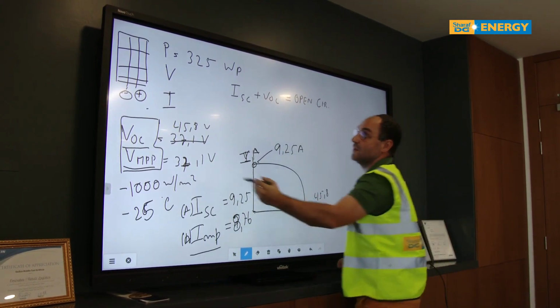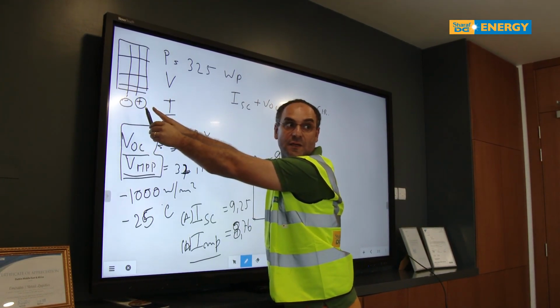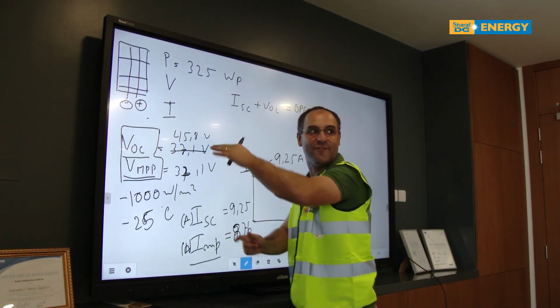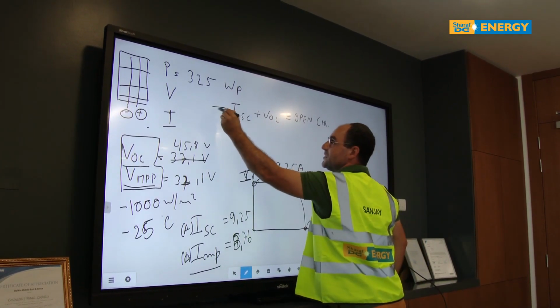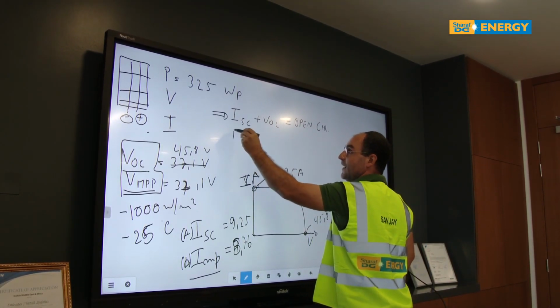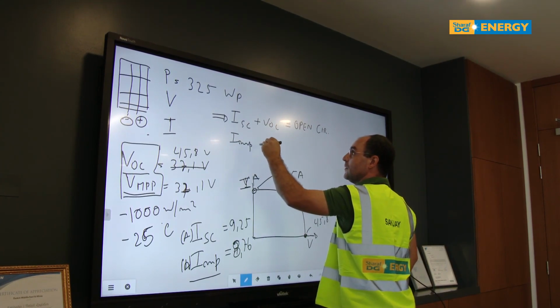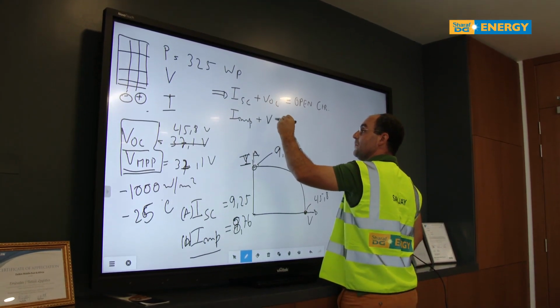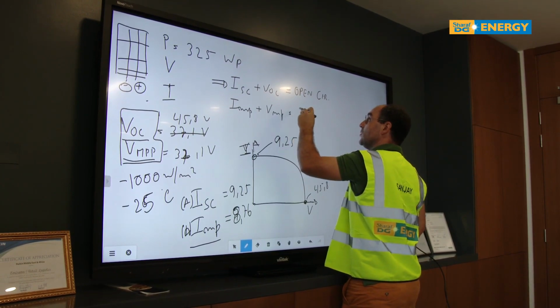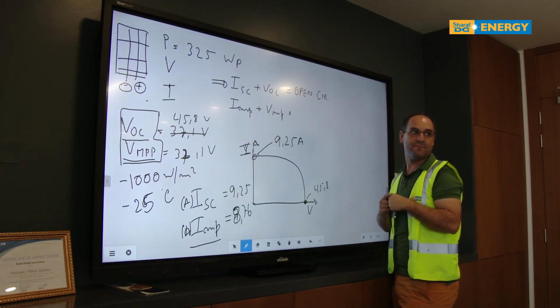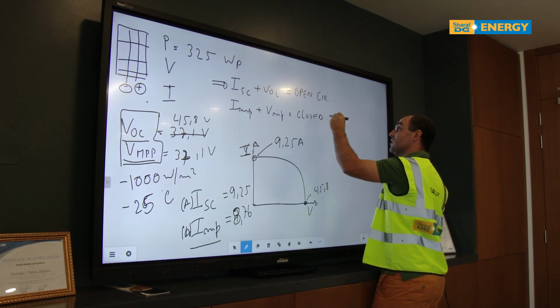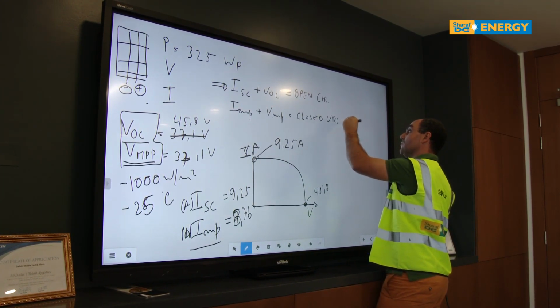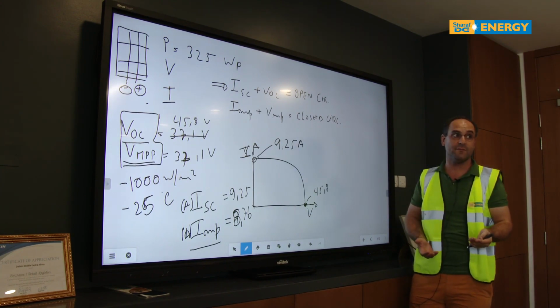Open circuit means I come here with my meter, the circuit is not closed, so I don't have current circulating. All right? In that case, I have this condition. Then I have IMP plus VMP. It's when we close the circuit. Closed circuit means that the circuit is under operation.